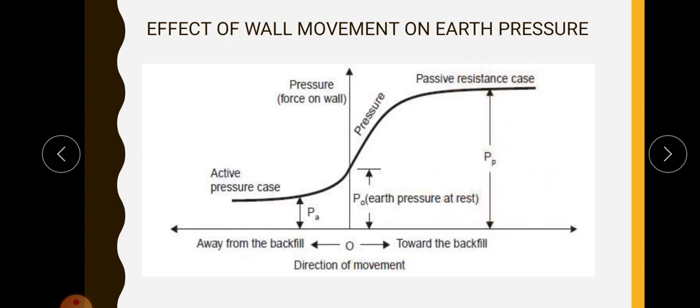In between active and passive, there exists the earth pressure at rest condition. That earth pressure value is in between the passive and active values. In the case of earth pressure at rest, the soil will not move. There is no displacement of soil, and it is in stable condition. So these are the different types of earth pressure.